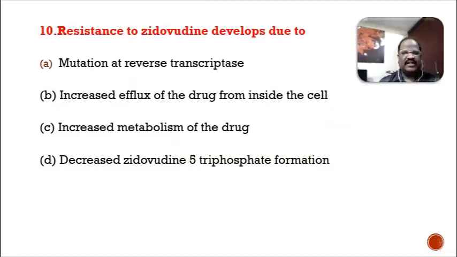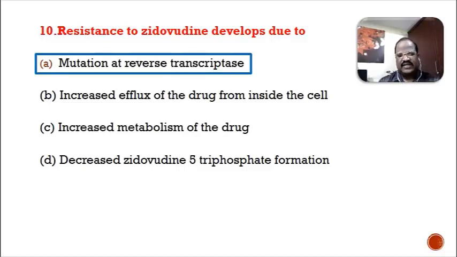Then question number 10. Resistance to zidovudine develops due to what mechanism? The options given are mutation at the reverse transcriptase enzyme level, increased efflux of the drug from inside the cell, increased metabolism of the drug, decreased zidovudine triphosphate formation. The right answer is mutation of reverse transcriptase. Remember, the most common cause of resistance to NRTIs is mutation of the reverse transcriptase enzyme.